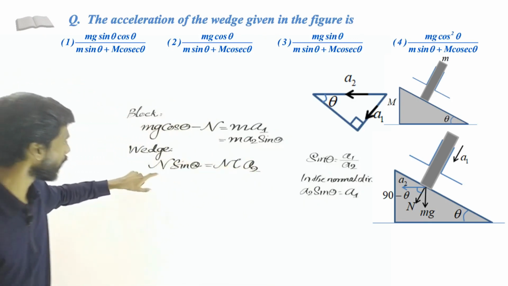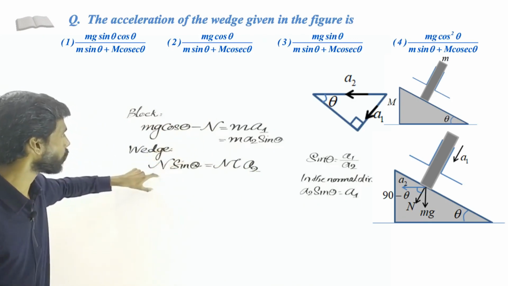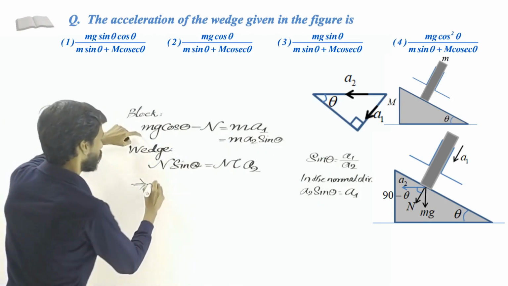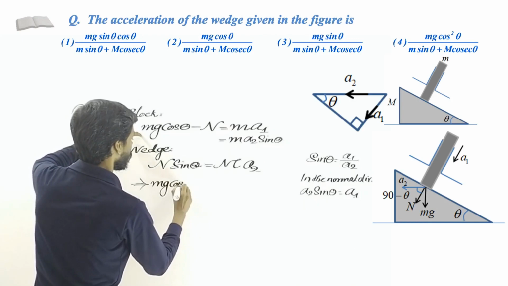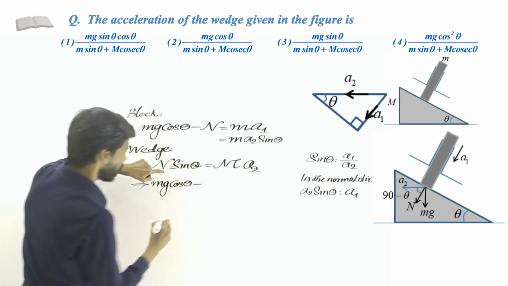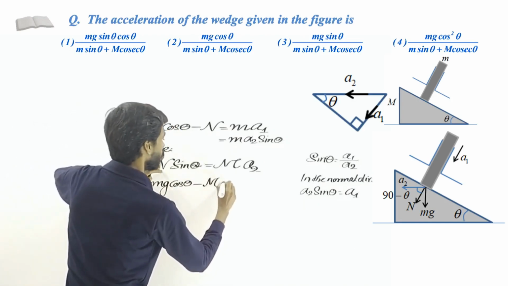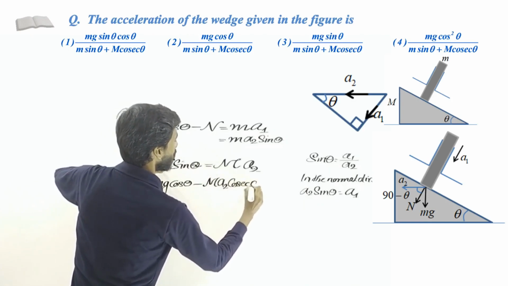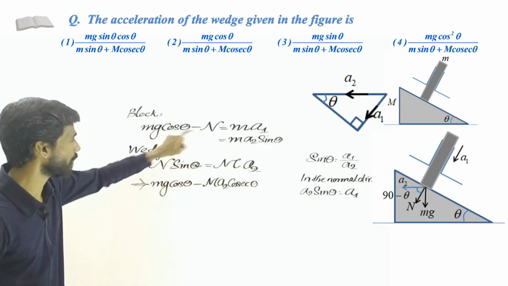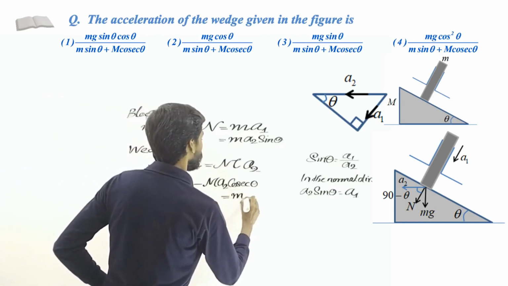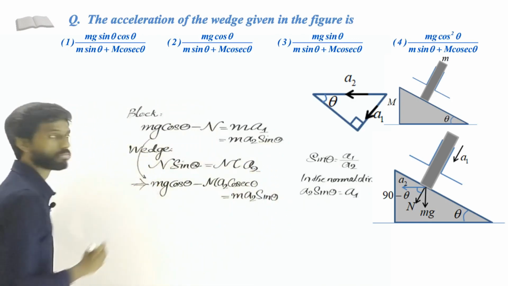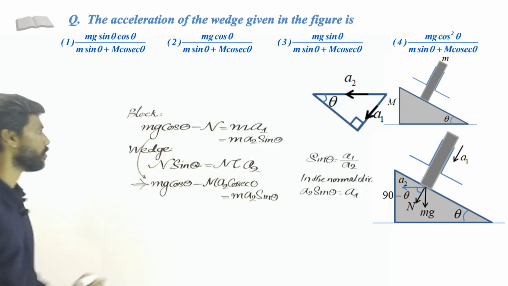But what do we have to eliminate? N, right? N is not required. So let us eliminate N from these two equations. Find the value of N and substitute here. So this gives the relation: mg cos theta minus N. But that N can be written from this. What is the value of N from this? N equals Ma2 divided by sin theta, so that is Ma2 cosecant theta. So that must be equal to ma2 sin theta, which is the right hand side. We are writing this equation after substituting the value of N. So that's all, this will give you the A2 value.